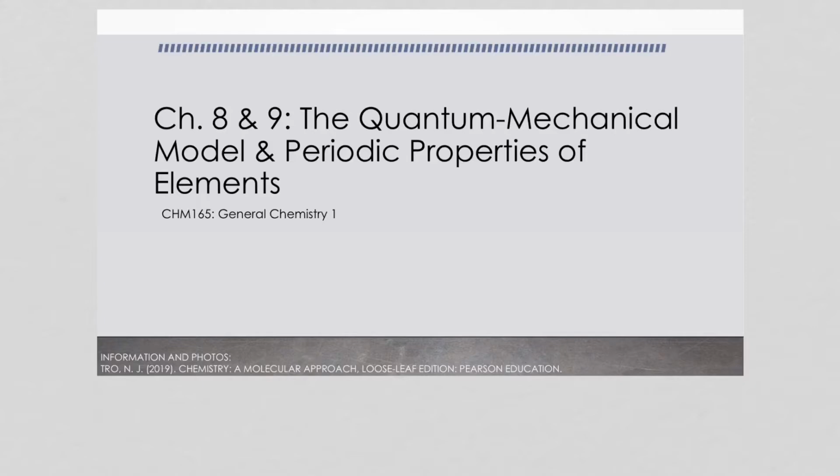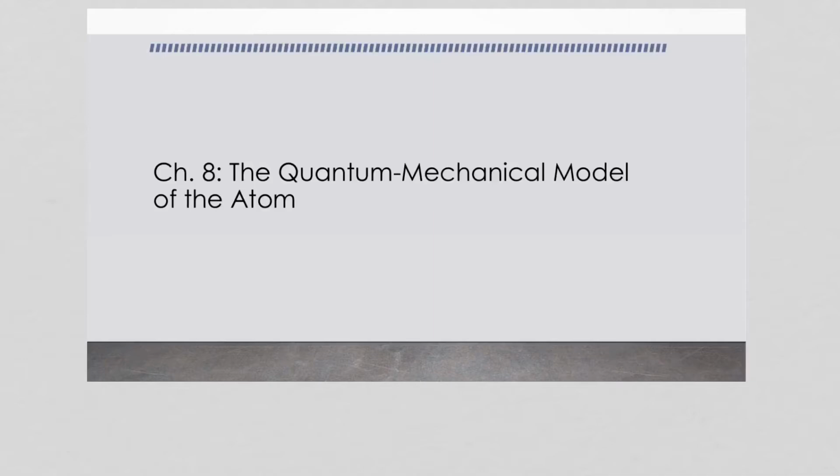Now, the most common model, the most current model, and what we'll work towards understanding is what's called the quantum mechanical model. First we'll build into this in chapter 8, and then we'll explore different aspects of this in chapter 9, when we look at how these things can affect the behavior of the elements. So as we get started, we're going to go into chapter 8, and again, we're going to be discussing the quantum mechanical model of the atom, or our build-up toward understanding this model.